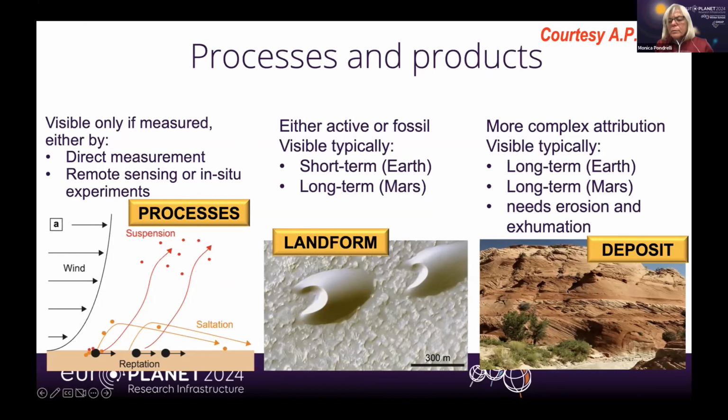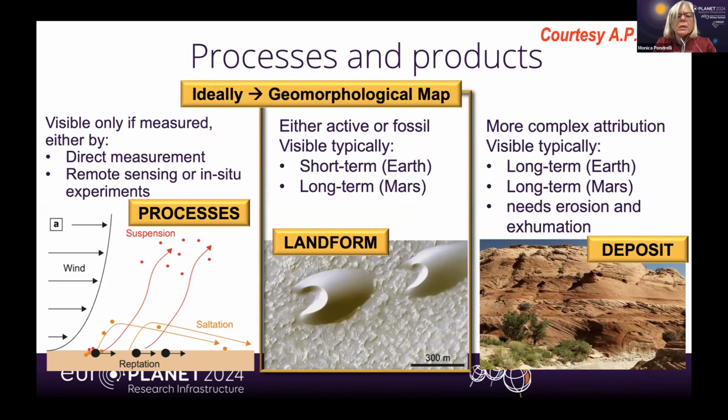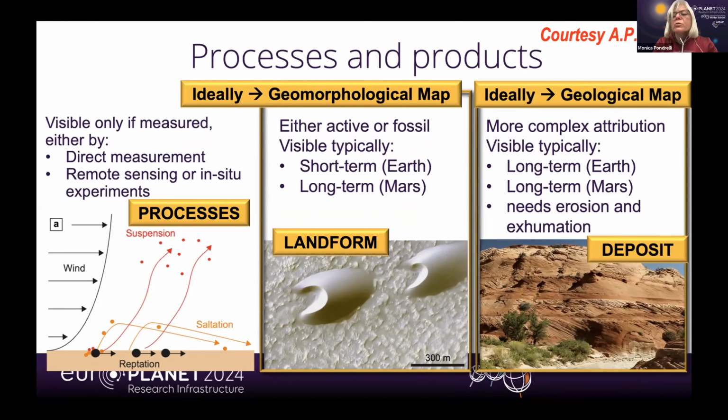Cross-bedding is related to the movement of these dunes. These are long-term features both on Earth and on Mars, but in order to see them, we need erosion and exhumation, which is not so trivial on a planet such as Mars. Ideally, mapping landforms means making a geomorphological map. Mapping deposits means realizing a geological map.